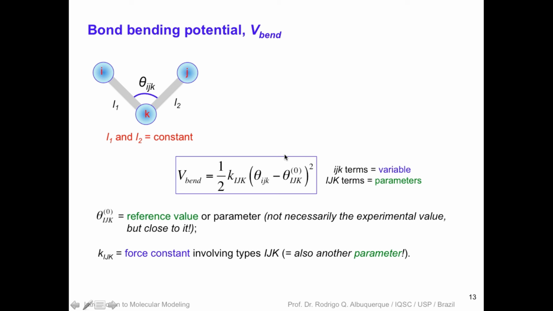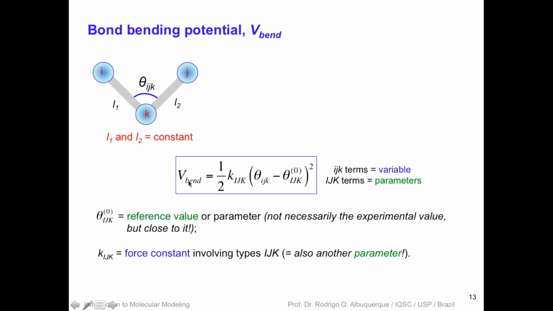The bond bending potential is another third term that you can use to calculate the total potential energy of V steric. In this movement, we can have here 3 atoms, and theta is the bond angle. This bond angle is just changing, so the molecule is vibrating, making this bending of this angle. L1, this bond distance, is fixed, constant. L2 is also constant. The only variable here is theta, which is changing.